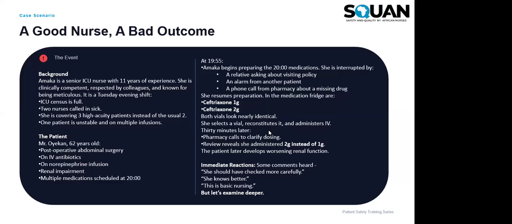So 30 minutes later, pharmacy calls her to clarify the dosing, right? And then when they reviewed, they identified that she had given 2 grams instead of 1 gram. Subsequently, the patient develops worsening renal function.